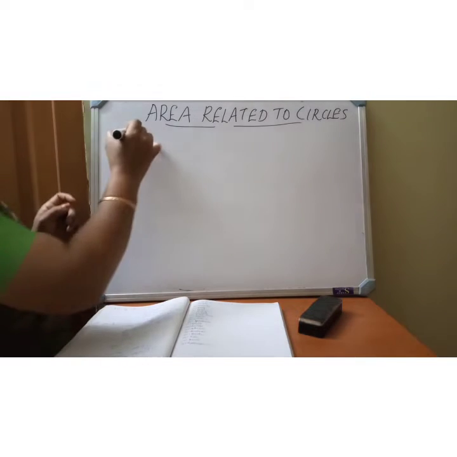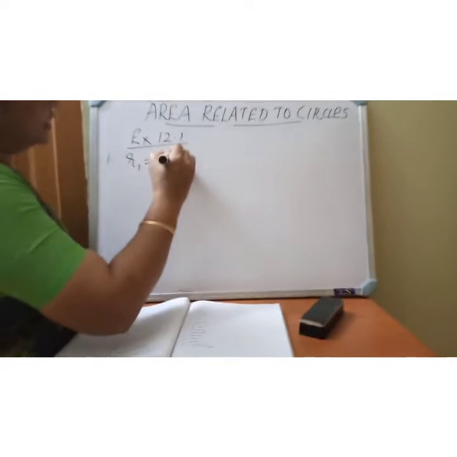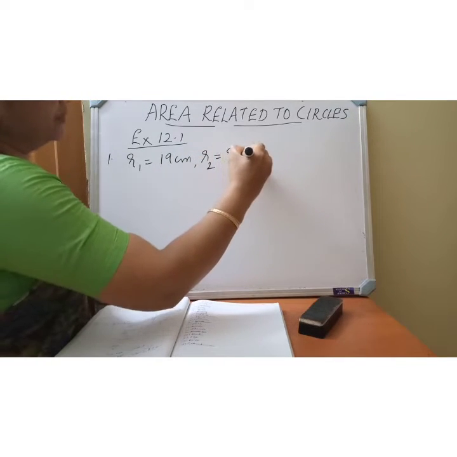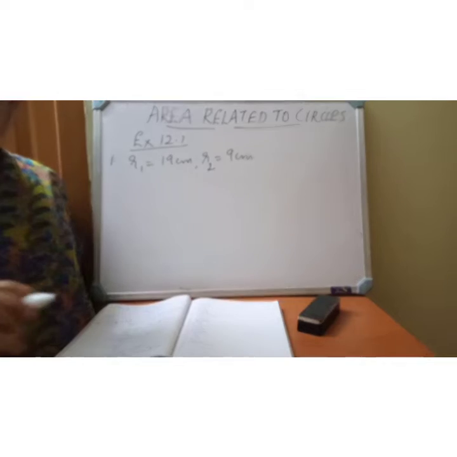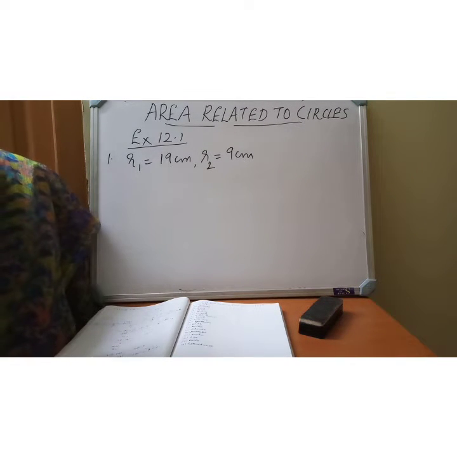So what are the given values in this question? Exercise 12.1, question number 1. They are given two radii, isn't it? So you must write R1 and R2. R1 is equal to 19 centimeter and R2 is equal to 9 centimeter. These are the two R values. What do they ask you to find out? Find the radius of the circle which has circumference equal to the sum of the circumference of the two circles.